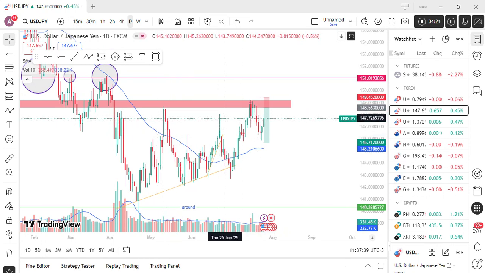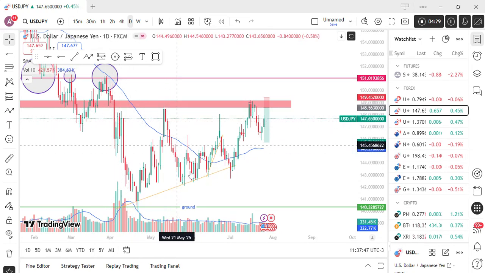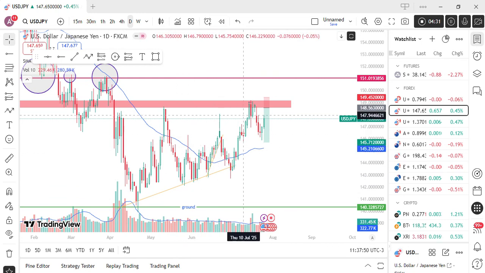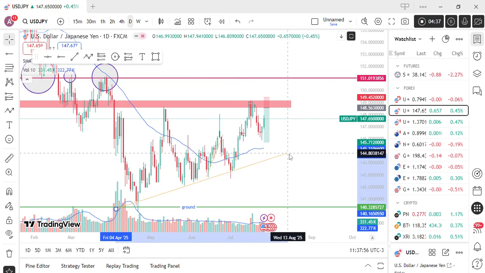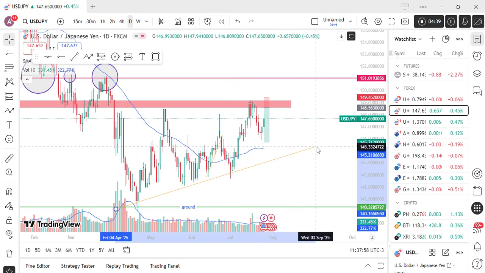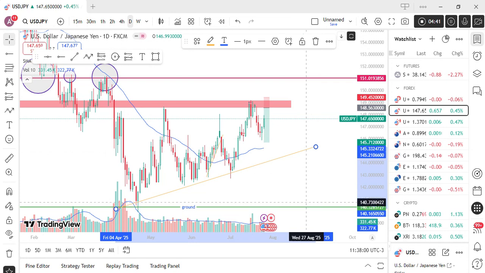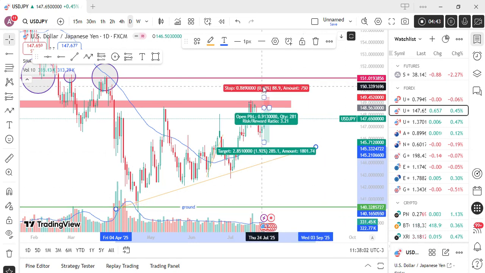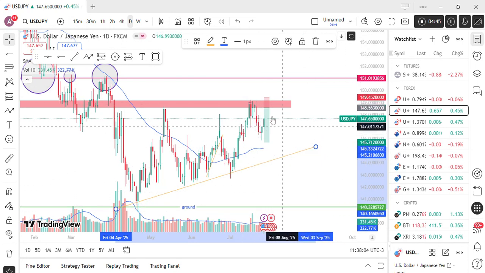We can see that much rejection actually occurs at this region. Whenever the market pushes back here, pulls back here, we are having a very long term of lows. Pull back here, we are going low, so we can expect the market to pull back to that region. If it can break this trend line, we can keep going down. So that is my expectation on USD JPY.